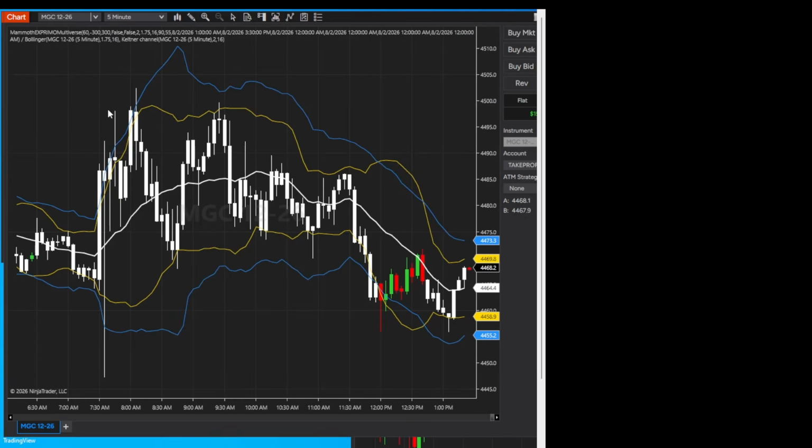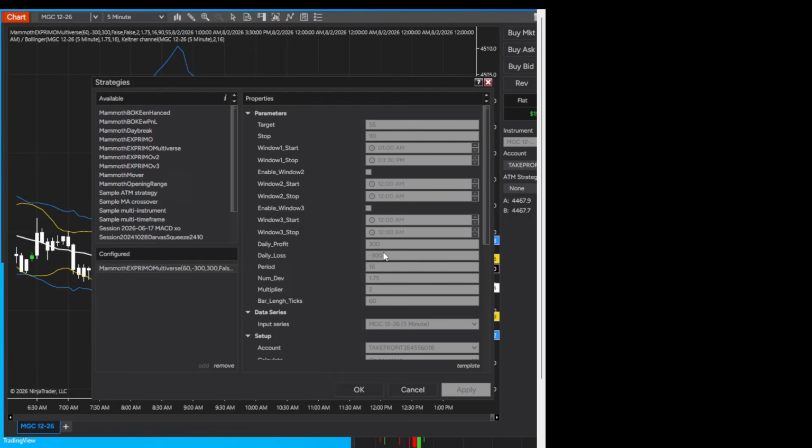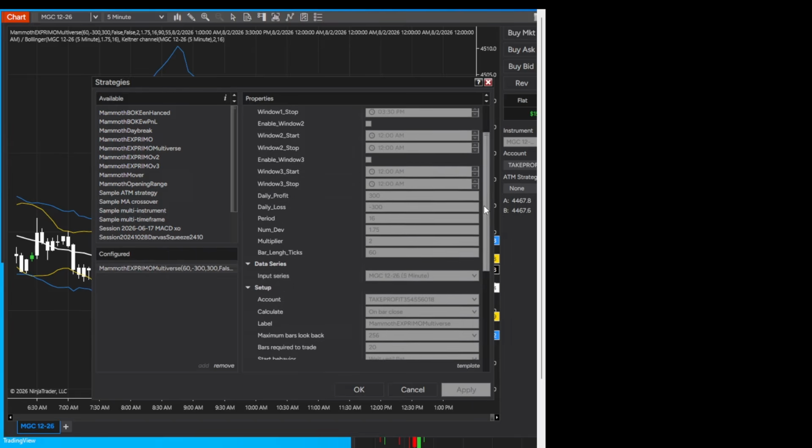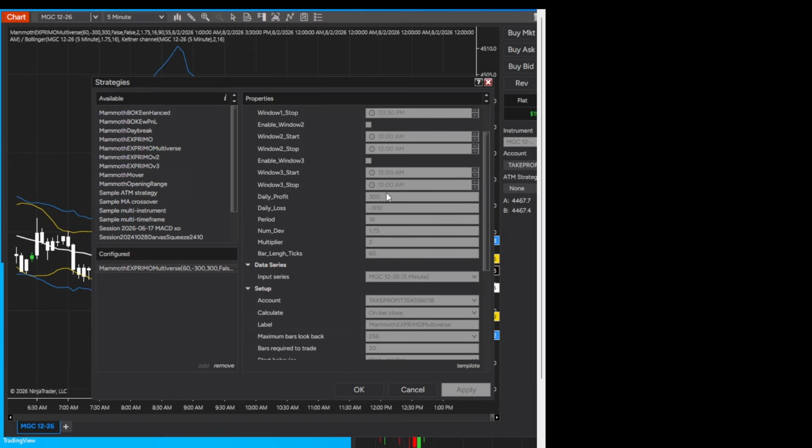With gold, micro gold, you can scale it if you want to trade more. You can add more contracts. If you add more contracts, make sure the daily profit also changes accordingly based on the number of contracts you're trading. So 2 contracts is 300 daily, so divided by 2 will be 150. Incrementally, you can add more contracts. For each contract, you have to add 150 to the daily profit and daily loss as your risk management.